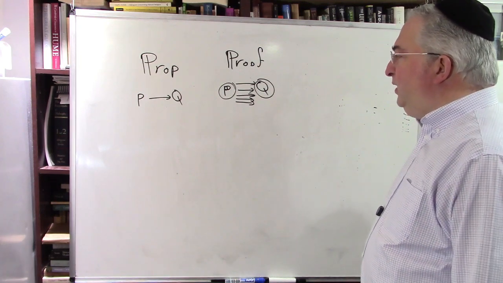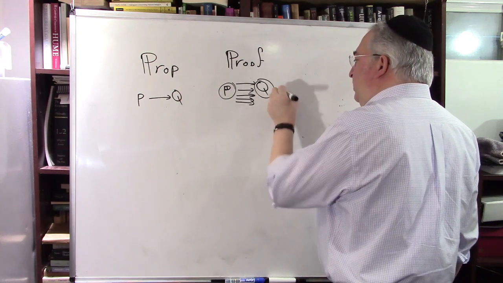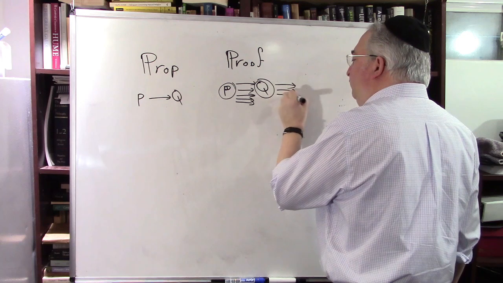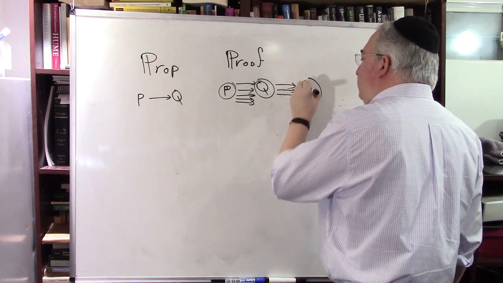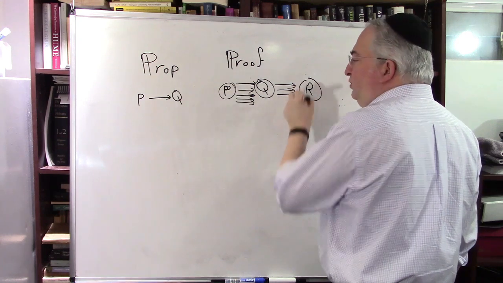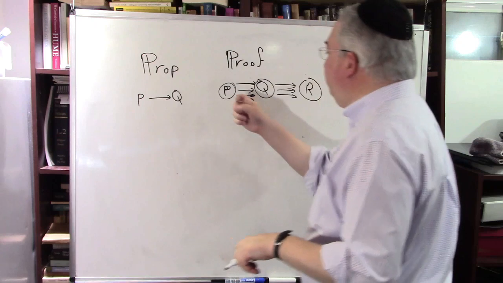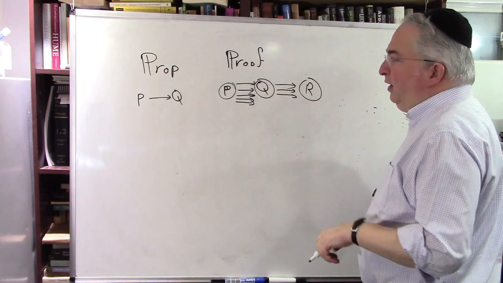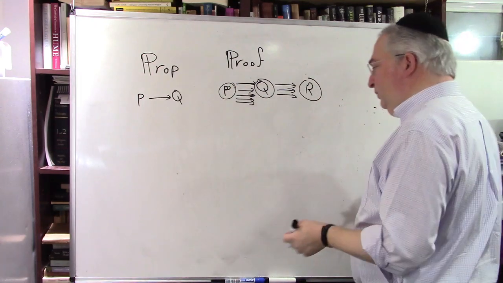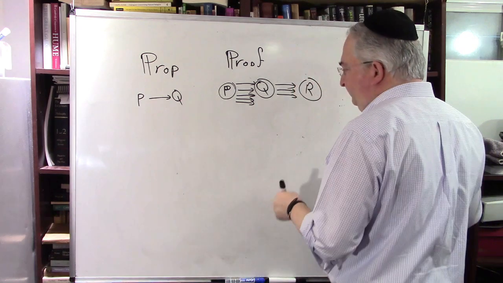Now, if you have a proof that if you assume P, then you get Q, and you have another proof that if you assume Q, you get R, then you can compose the proofs, basically put one proof on top of another proof, and you get a proof that if you assume P, you get R. Composition. Guess what? Composition is associative.